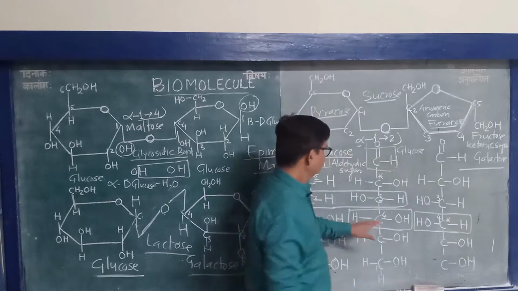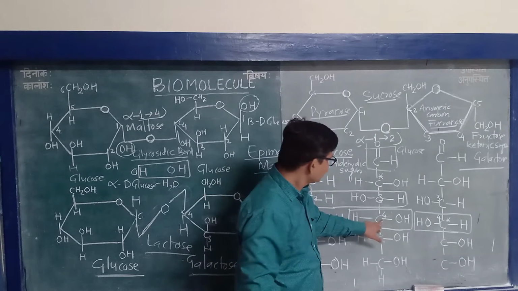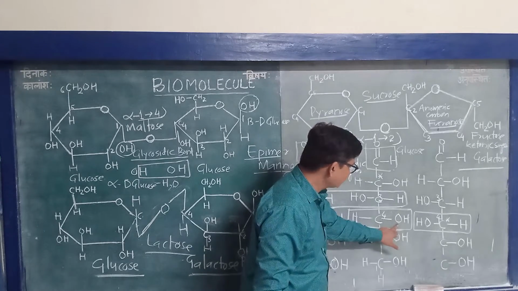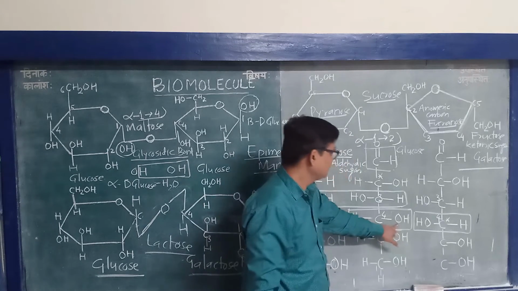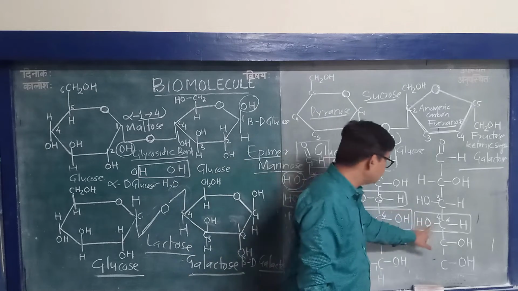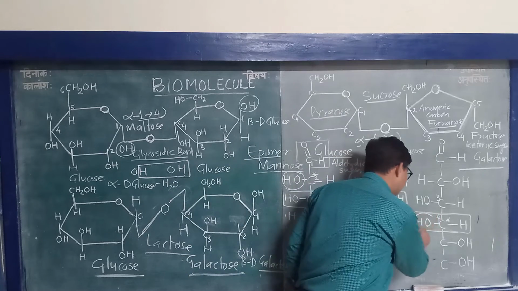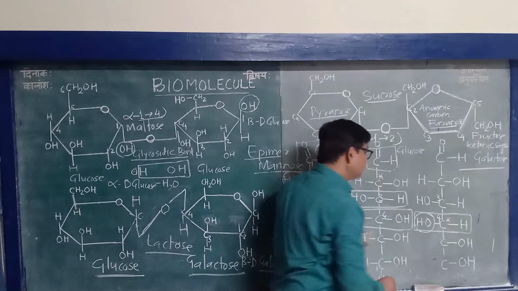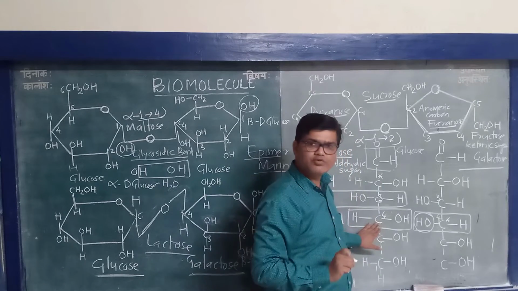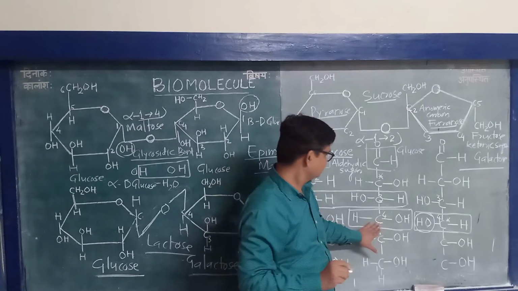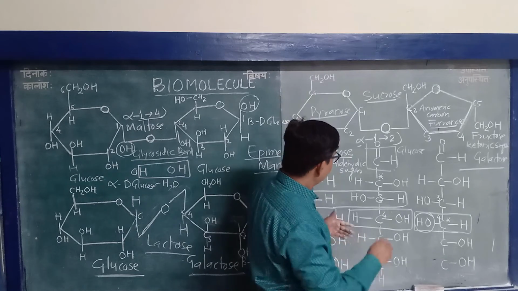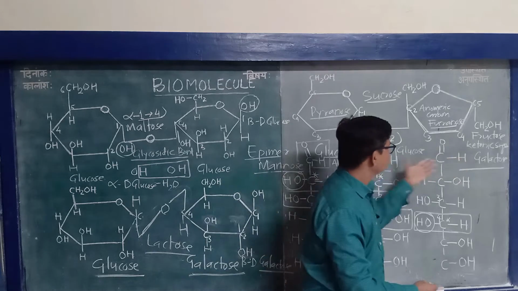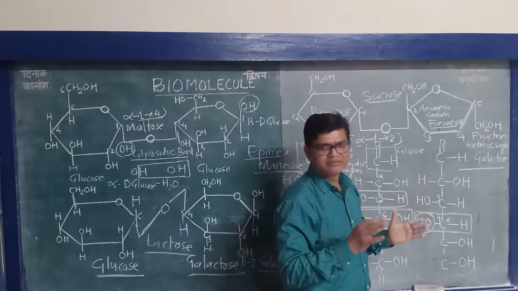You will find in case of glucose, the hydroxy group present at carbon number 4 is on the right side, but in case of galactose, the hydroxy group is present on the left side. Only this carbon position of the hydroxy group is different. That's why we can say glucose and galactose are epimers.